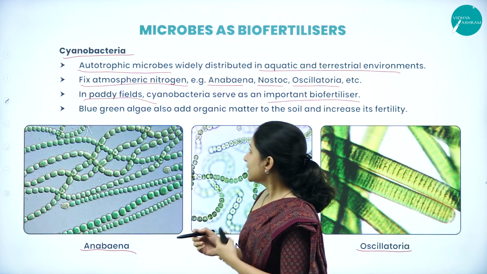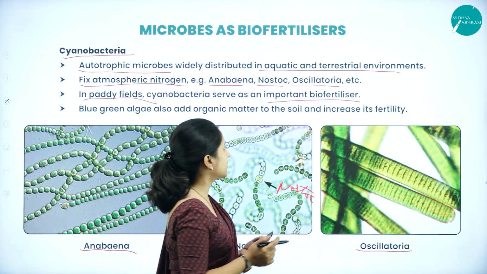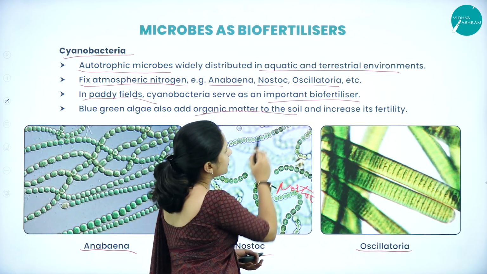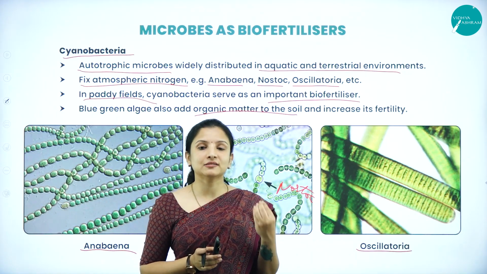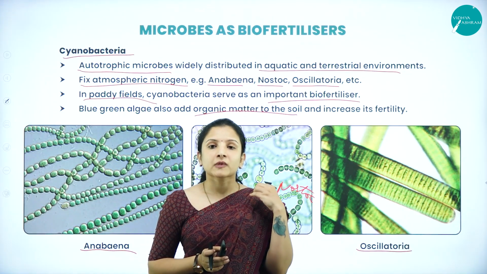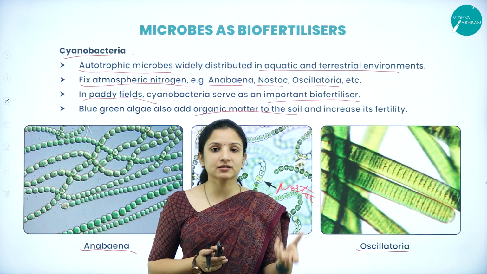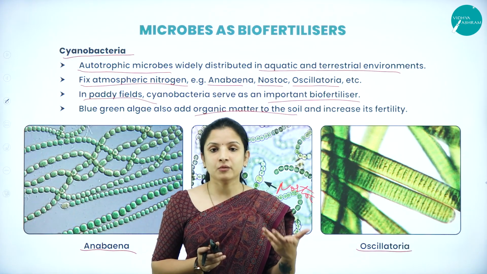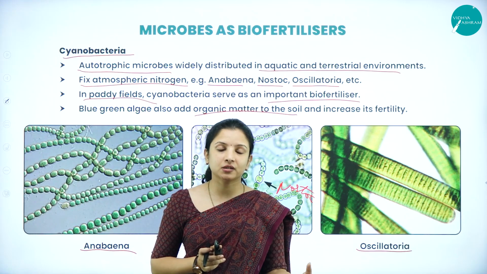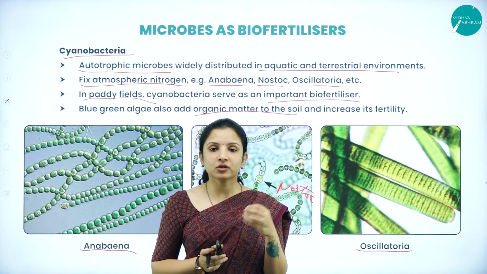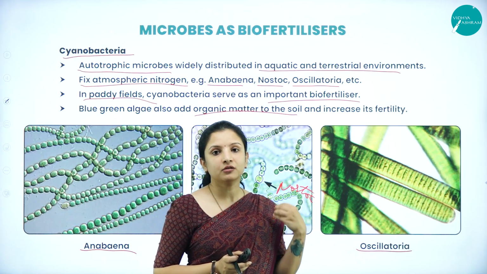And not just that, these blue-green algae also add to the organic matter of the soil. How do they add to the organic matter of the soil? It is because when these blue-green algal cells die, they will add on to the plant component of that particular soil, therefore resulting in the formation of the humus. Because we know that the dead and decaying organic matter that is present in the soil is nothing but the humus. So they will add extra fertilizer or organic fertilizer to the soil.